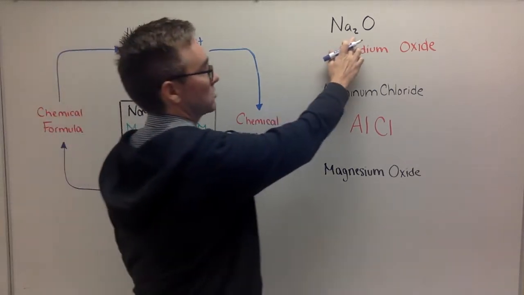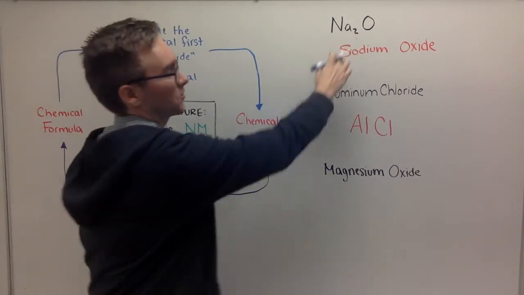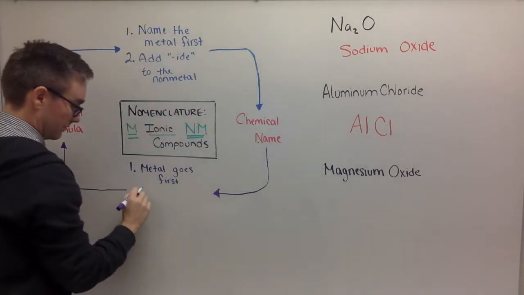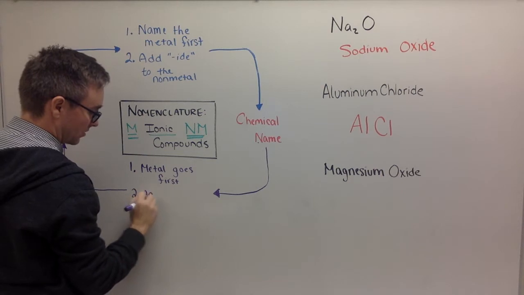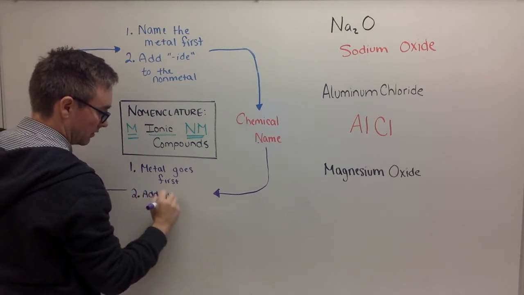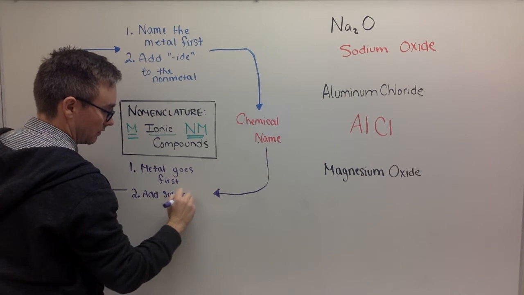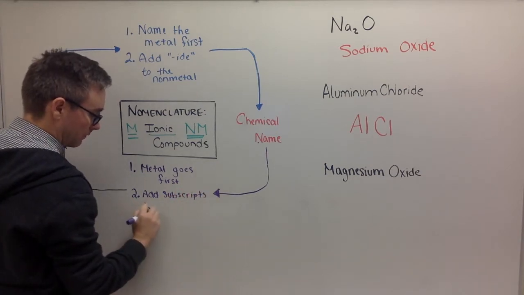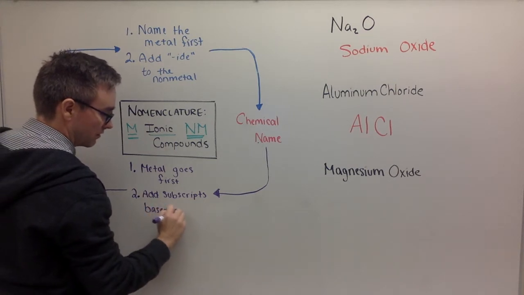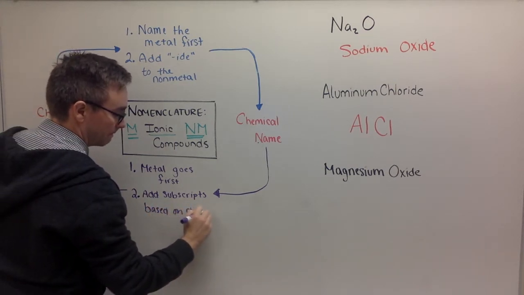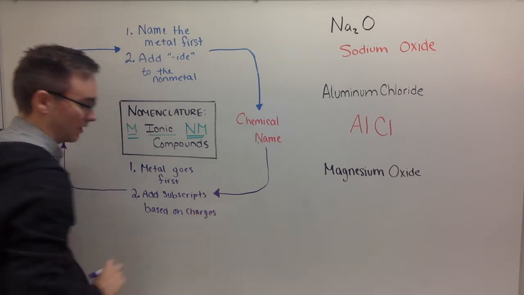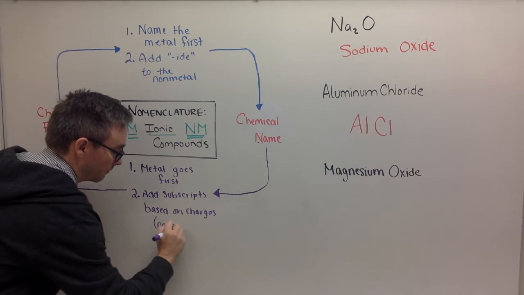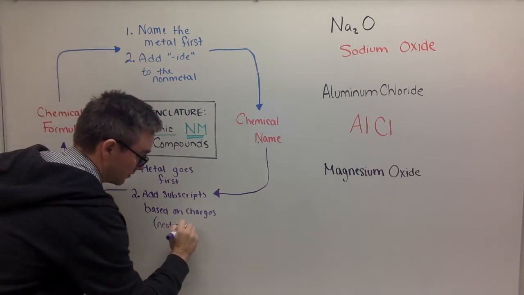That's the little numbers. Like this 2 right here is the subscript. That subscript tells me how many sodiums there are. All right? You need to add subscripts based on their charges. Remember, we want them to be neutral when we make ionic bonds.